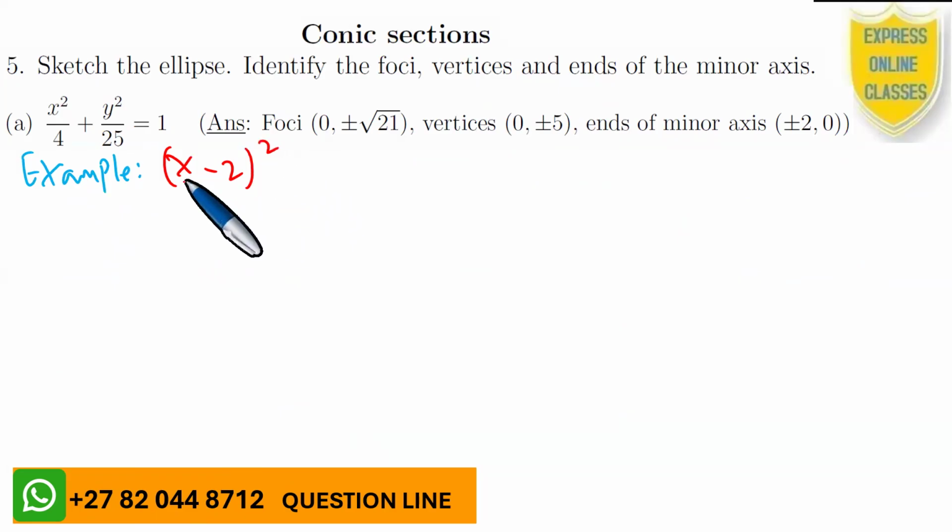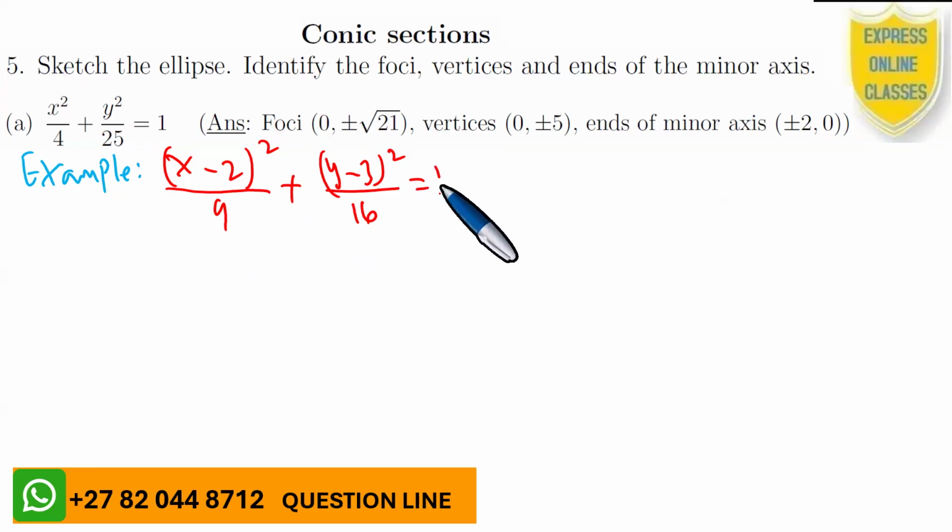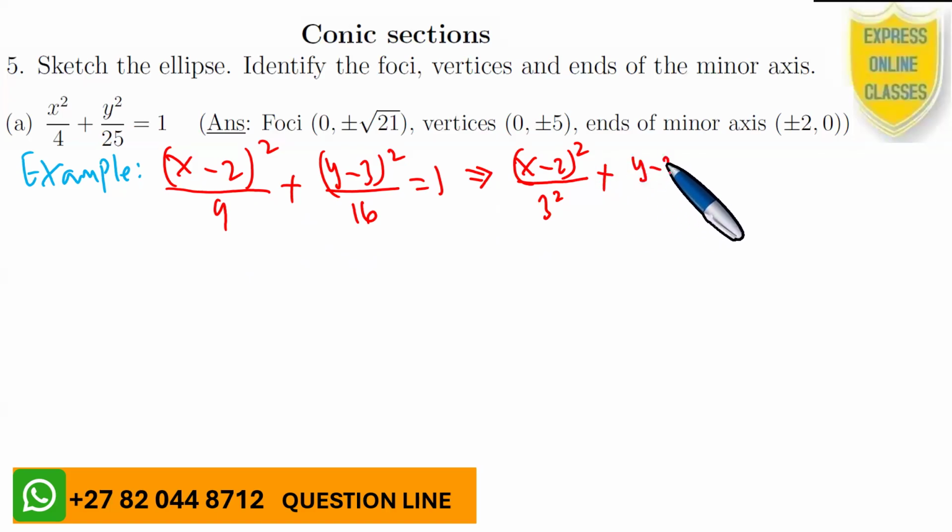If you have x squared, you divide by 9. And then you have y minus 3, you divide by 16, and the result is 1. So x minus 2 squared, you divide by 3 squared, and y minus 3 squared, you divide by 4 squared, equals 1.